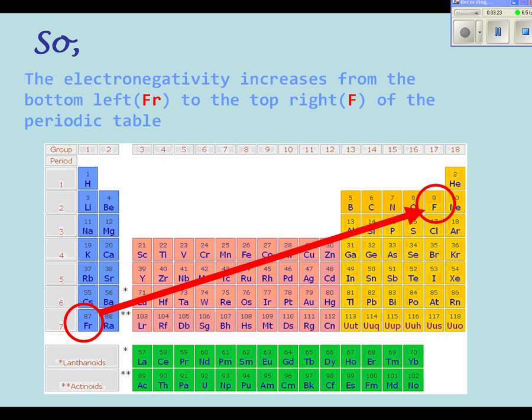To summarize then, if the electronegativity decreases down a group but increases across a period, we'll find the element at the bottom of group 1, francium, to have the lowest electronegativity of the entire periodic table, and we'll find the element at the top of group 7, excluding the noble gases, which we will discuss in a moment, fluorine, to have the highest electronegativity. So electronegativity increases from bottom left to top right in the periodic table.